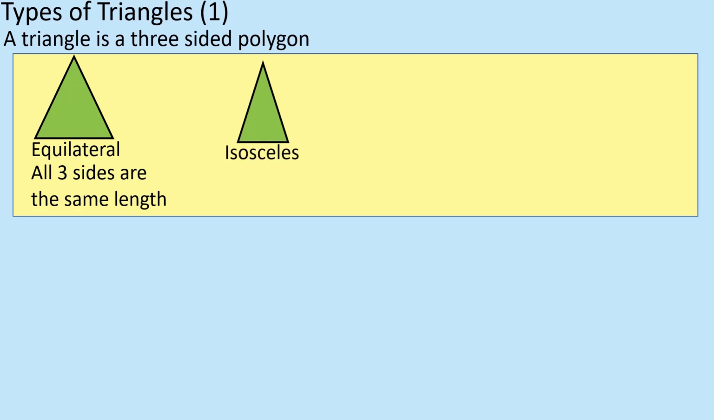If the sides are not all the same length, but two of them are, then they're classed as isosceles, and ultimately what that also means is that these two angles are both the same. And sorry, I forgot to mention, with equilateral, it means all three of those angles are also the same.